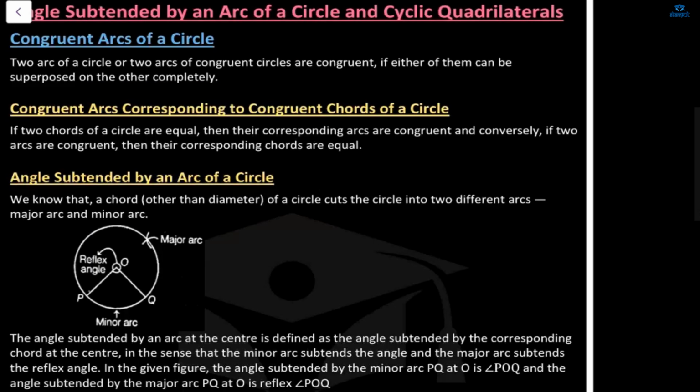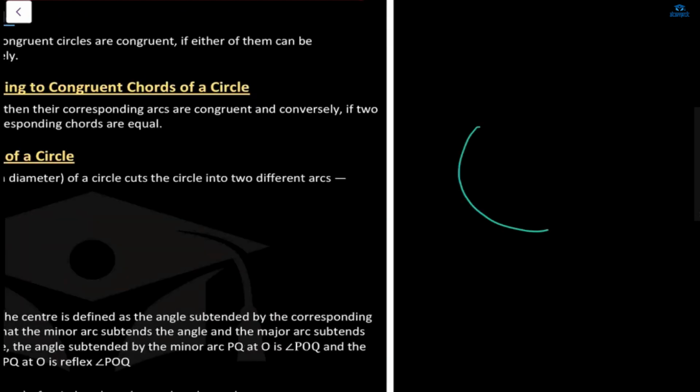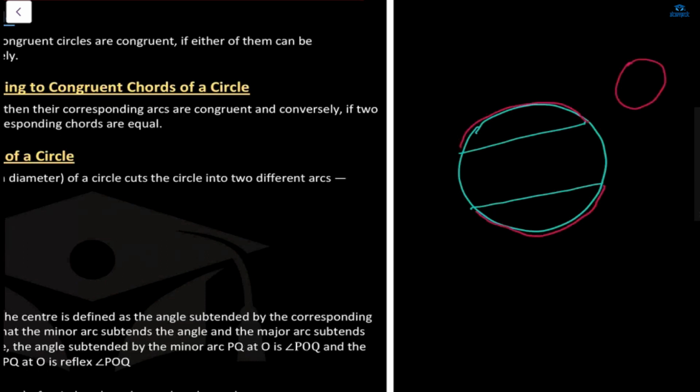Now, congruent arcs corresponding to congruent chords of a circle means if the chords are equal. So if two chords of a circle are equal, then their corresponding arcs are congruent. And conversely, if two arcs are congruent, then their corresponding chords are equal. That means if this is a circle and you have drawn two chords, and these two chords are equal, this arc will also be equal. And if the arcs in a circle are equal, this arc and this arc, that means the chords will also be equal to each other.